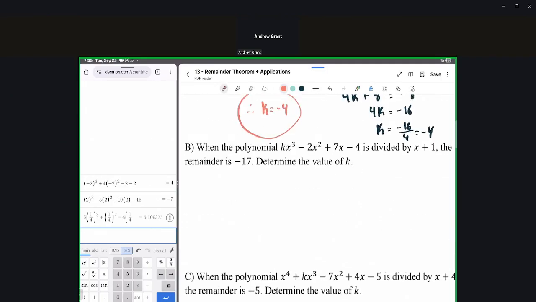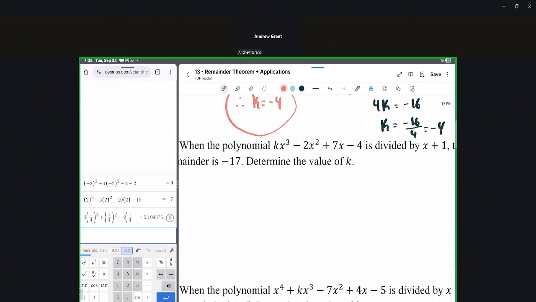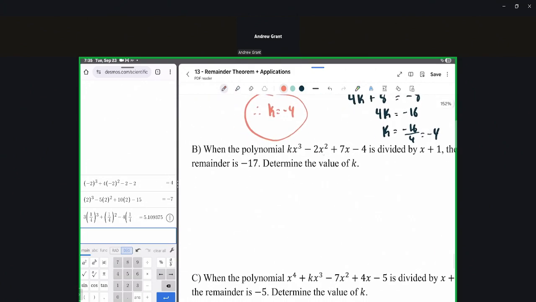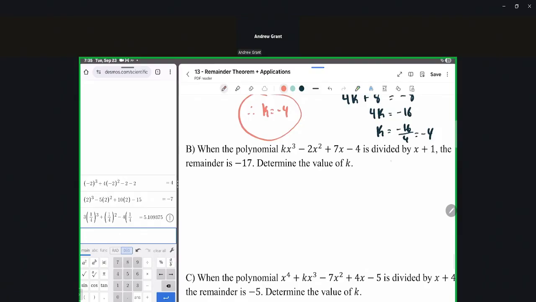So letter B, when the polynomial kx to the power of 3 minus 2x squared plus 7x minus 4 is divided by x plus 4, the remainder is negative 17. So we're going to determine the value of k. Okay. And so here we're going to set x plus 1 equals 0. So x is equal to negative 1.